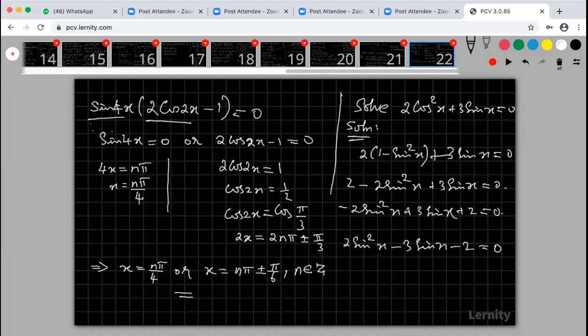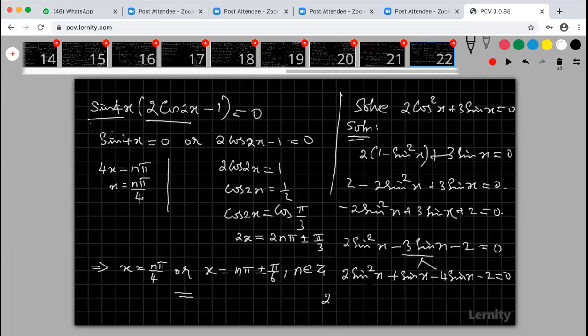Right, so now look at that. This looks like a quadratic equation. The variable is sin x. So I'm going to solve this quadratic equation 2 sin square x. Minus 3 sin x can be written as plus sin x minus 4 sin x, minus 2. So this is factorization of the quadratic; I am solving the quadratic equation whose variable is sin x. That's all.